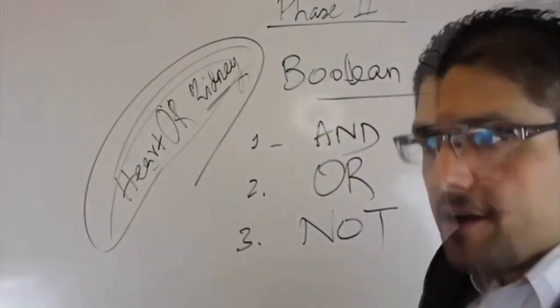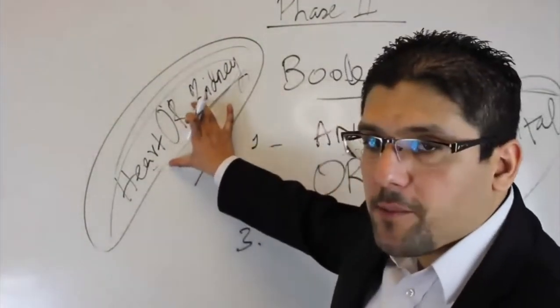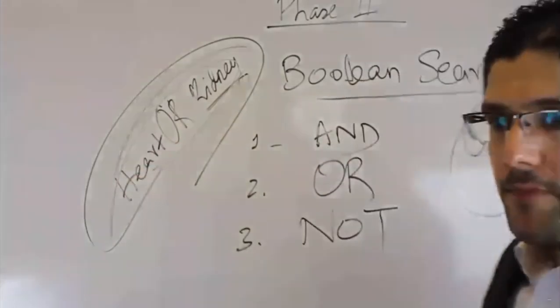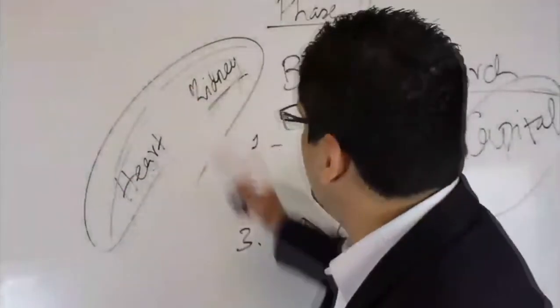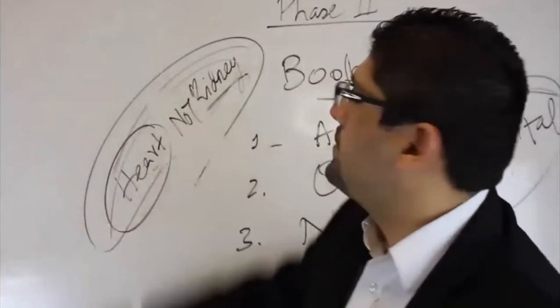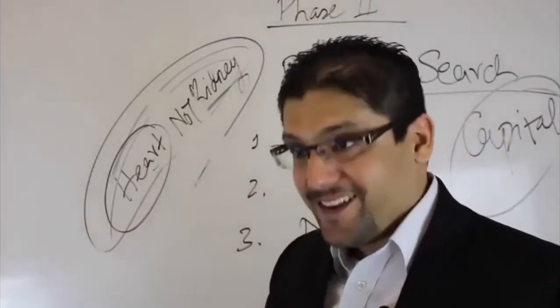AND gives you only papers where the keywords work together in one paper, but OR will give you results even if they are separate. And the third one is NOT. Heart NOT kidney will just show you papers that talk about heart without involvement of kidney.